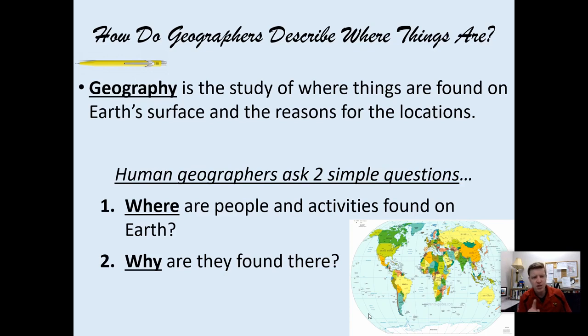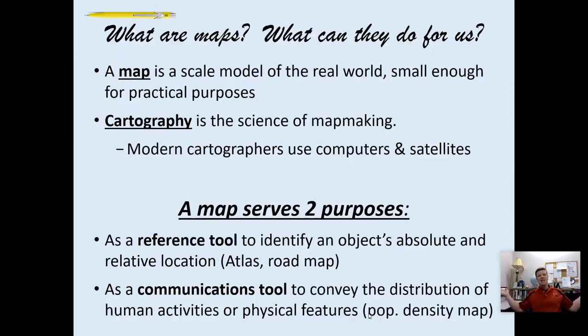History is a little bit different. A historian asks 2 questions for the most part, and that's when and why. And, outside of a couple sci-fi movies, we can't time travel. That's not a thing. So the historian is a little bit limited and is kind of stuck in the present, whereas the geographer is not stuck on Earth's surface. They can move. So we got to talk about maps.